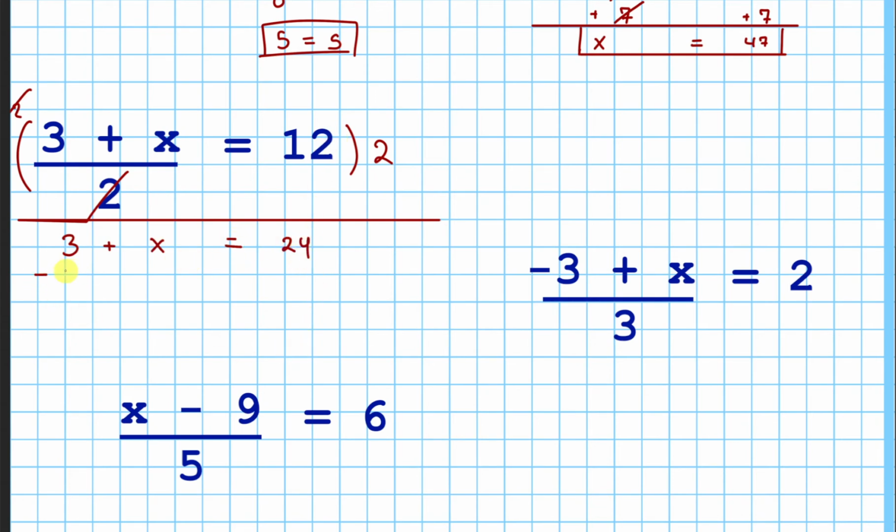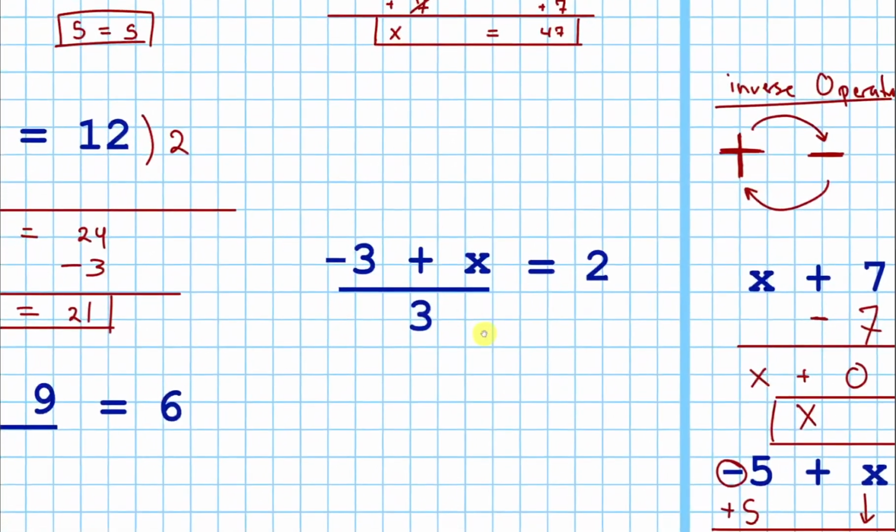And then we'll just subtract this 3. It's a positive 3. I get rid of it by subtracting 3 from it. Slice and dice. I'll end up with x equals 21. And that's the right answer. Think about it. 3 plus 21 is 24. 24 divided by 2, does that equal 12? Yes, it does. So 21 works. If you're ever uncertain, plug it back in. See if your answer's right.